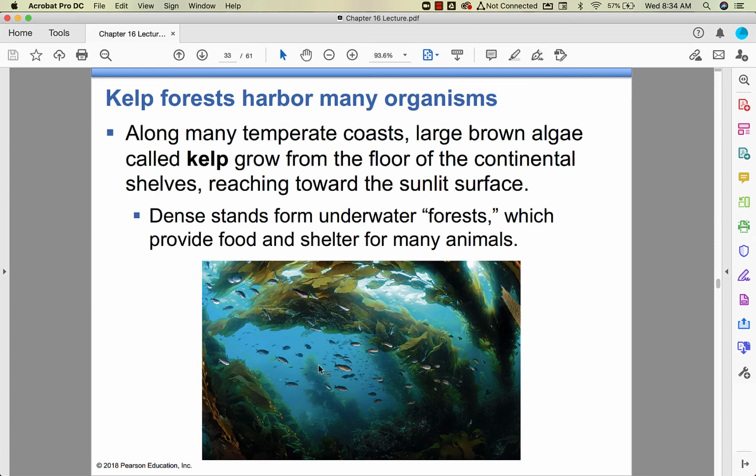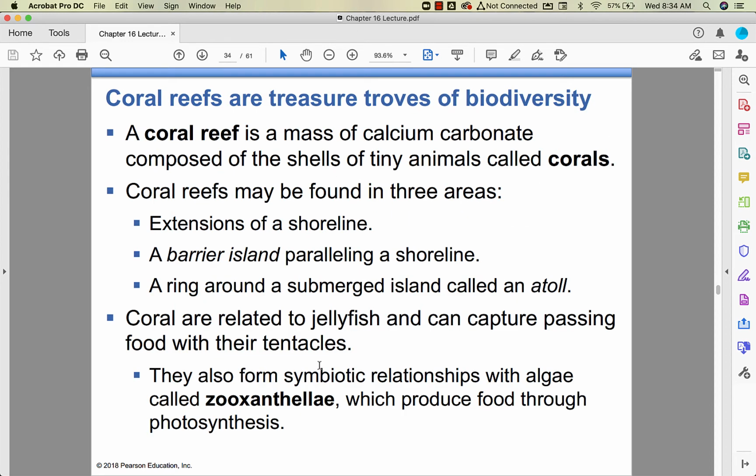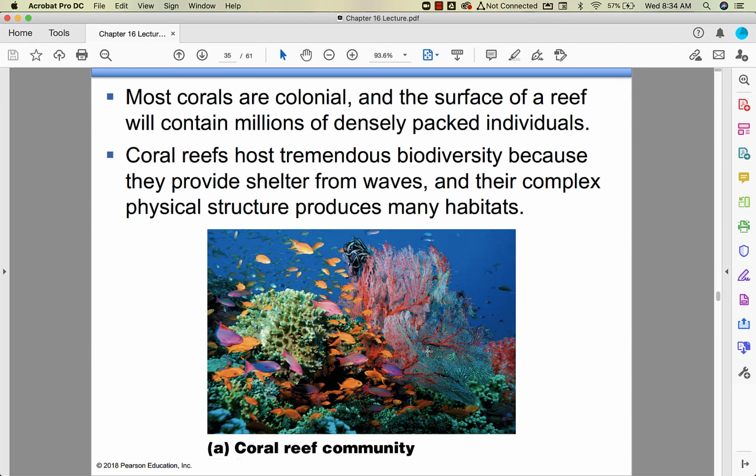We learned about estuaries, kelp forests, the coral reefs themselves. They're really, really pretty.